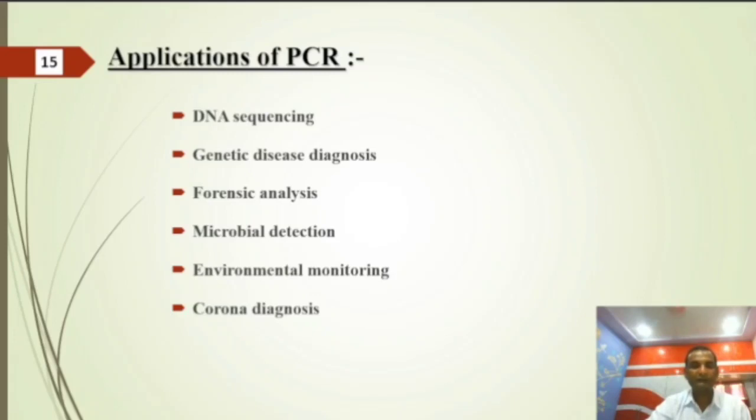This technique is also useful to diagnose corona. We all experienced the pandemic time of corona. This corona virus is tested by using the RT-PCR technique. These are the applications of PCR.